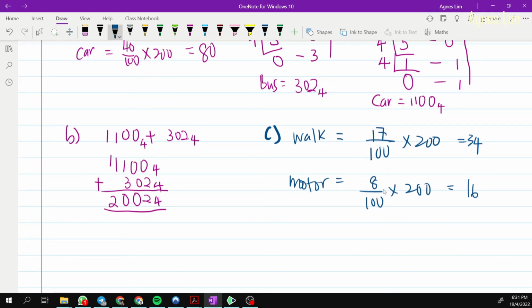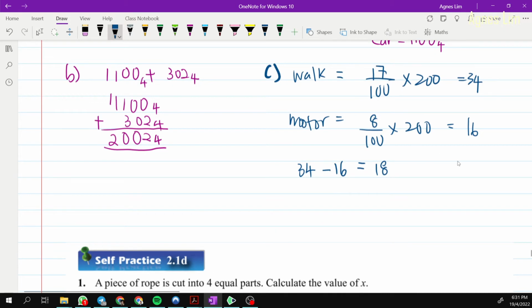So you can convert 34 to base 7, 16 to base 7, then you minus there, or we do it as we usually do, which is 34 minus 16, which is 18. So we are going to convert 18 to base 7.